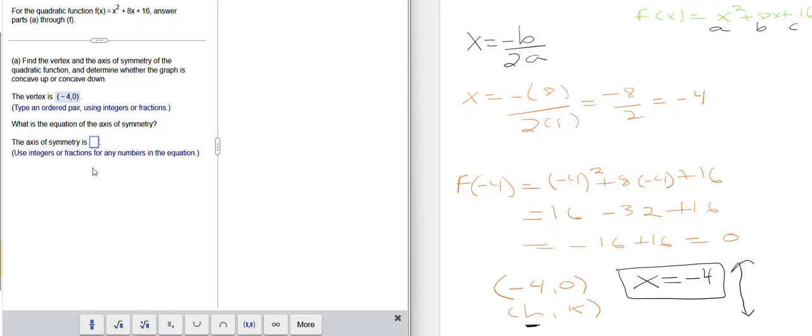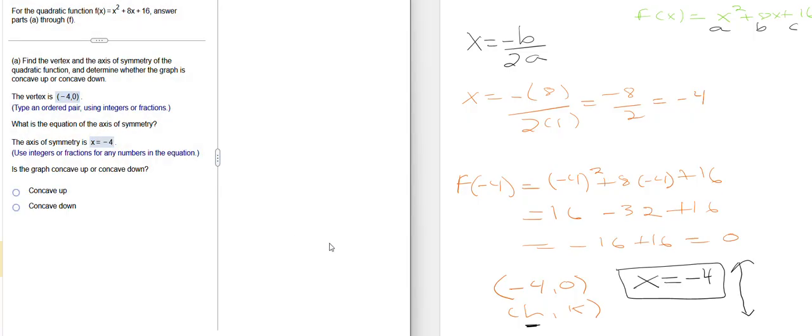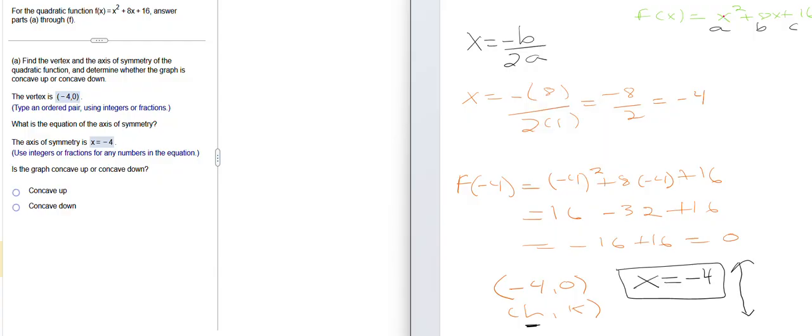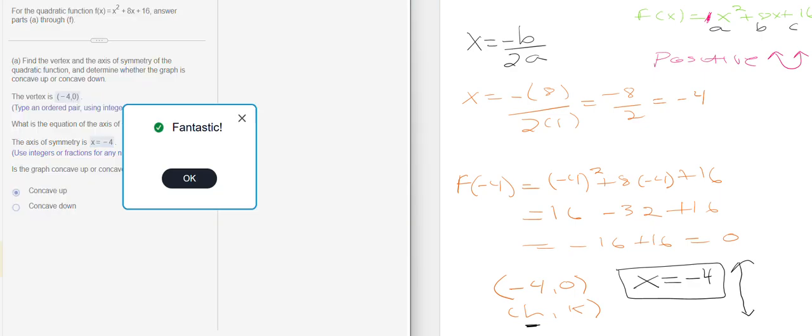And it's an equation, and you want to make sure you type in an equation, because if you don't, it will mark it as wrong. Now, if it's concave up or concave down, this is based on the coefficient of the A. The A has a positive 1 right here, which is positive. So this is concave up. Smile. So let's pick that and see what happens.